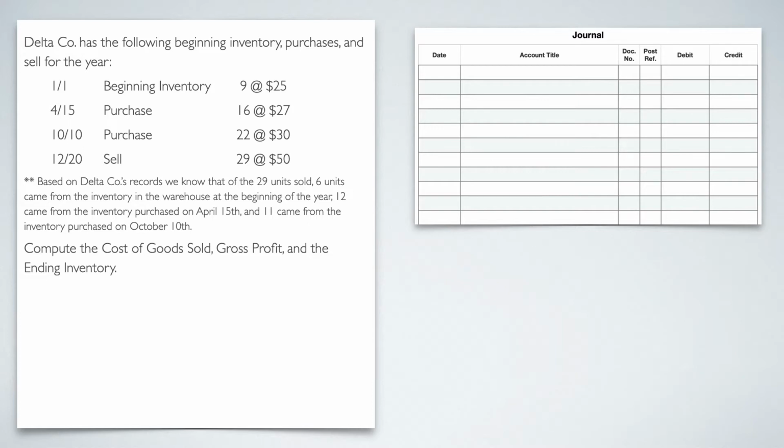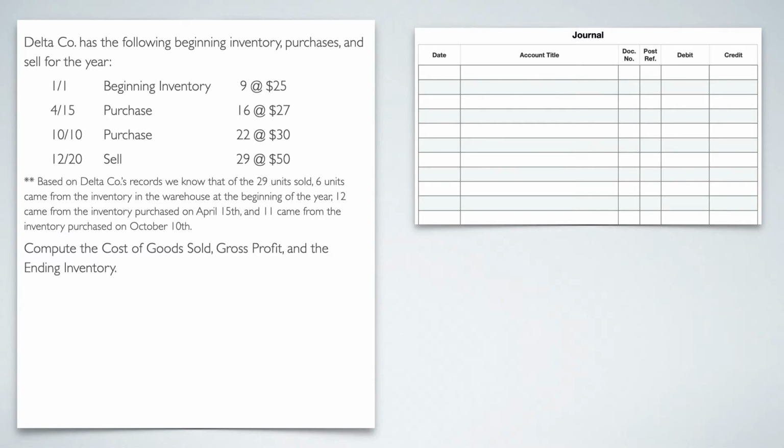Now, it's important for you to understand that that's what makes specific identification what it is: we know exactly where they came from. What we sold, we know exactly what batch they came from and how much they cost us. So that paragraph for this problem is super important. Then it asks us to compute the total cost of goods sold, the gross profit, and the ending inventory. We're also going to do the journal entries for this.